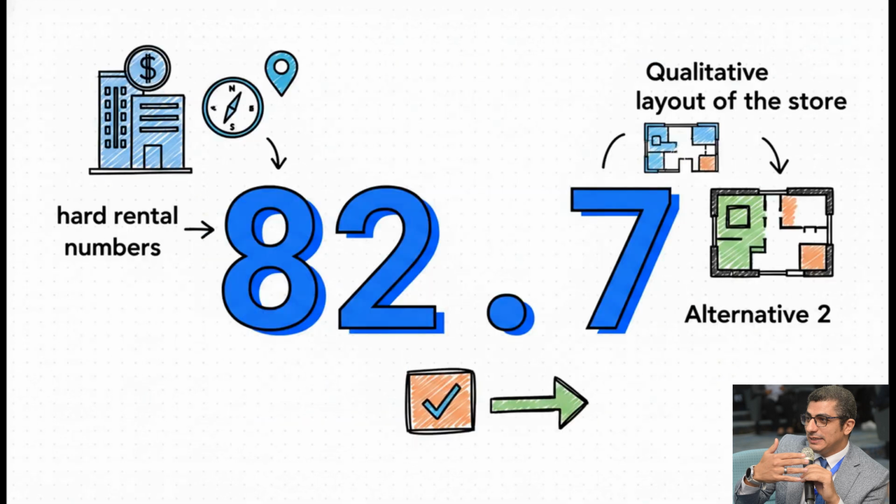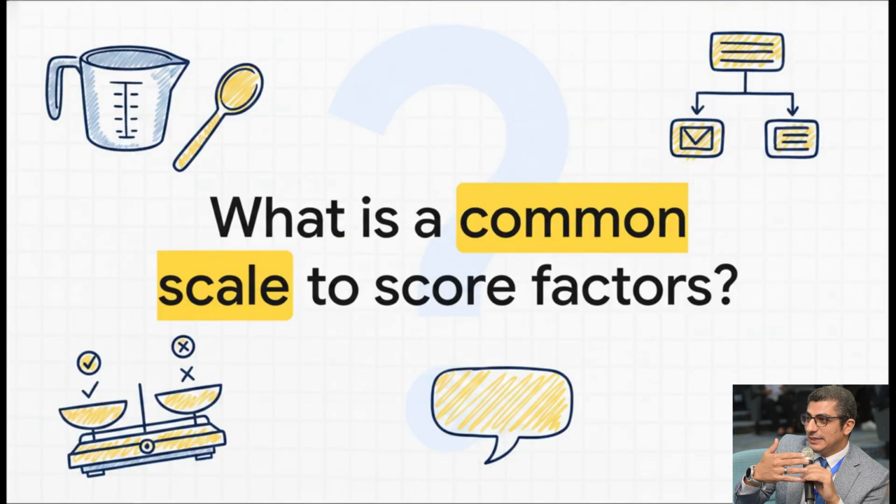Following step 6 of our procedure, the decision basically makes itself. We confidently choose alternative 2 because 82.7 is our highest composite score. It is the clear, mathematically proven winner, taking into account everything from hard rental numbers to the qualitative layout of the store.